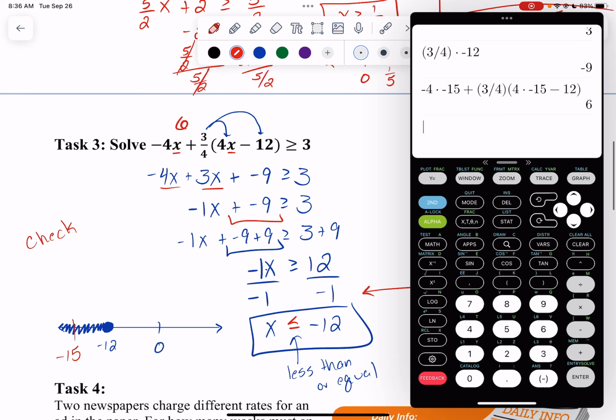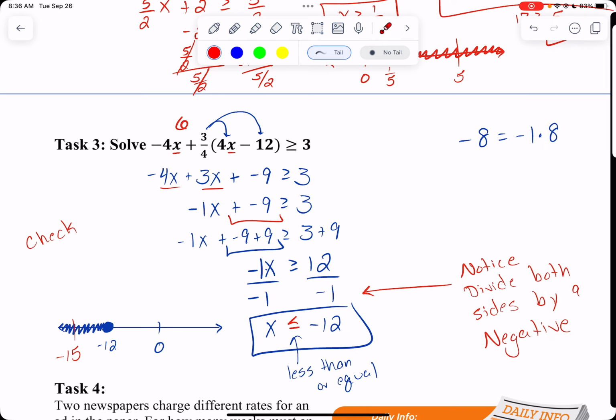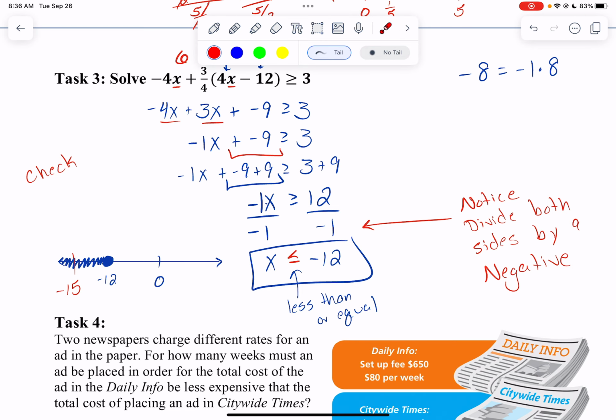Is 6 greater than or equal to 3? Absolutely it is. So it worked. My negative 15 worked.